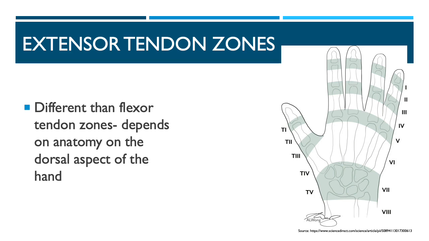Extensor tendons, their naming method is, I think, a little easier to remember because the odd numbers are over joints. So 1 is over the DIP, 3 is over the PIP, 5 is over the MCP, so you know that the even numbers just go in between there.